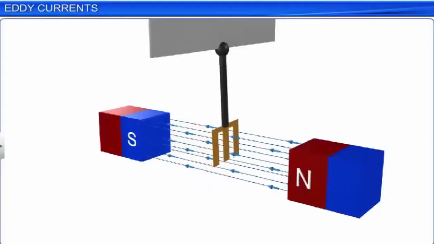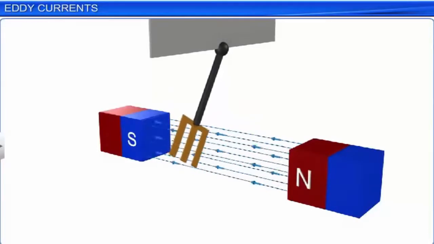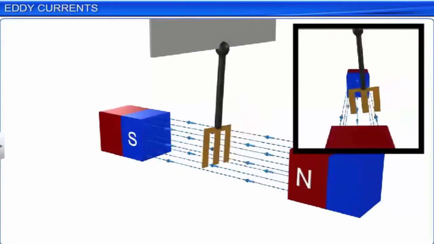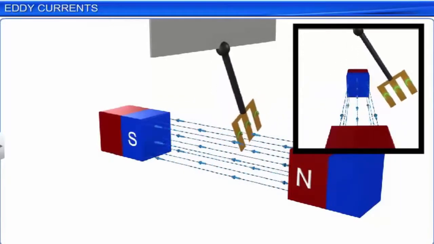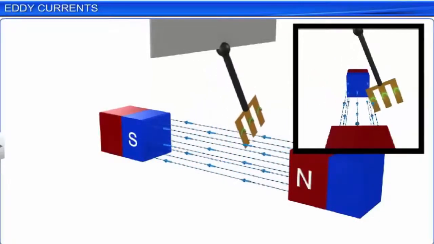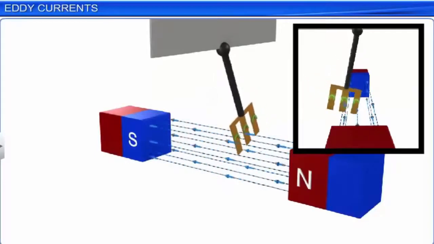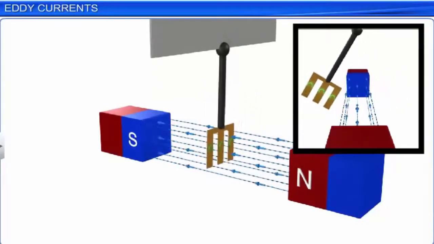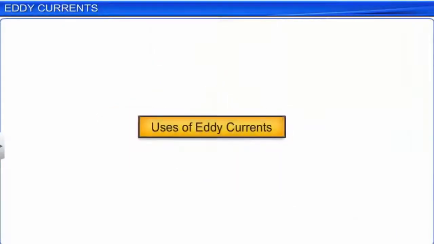When rectangular slots are cut in the plate, eddy currents and the corresponding retarding force are greatly reduced. This reduction in the retarding force is because the rectangular cuts in the plate prevent the formation of large current loops. Hence, the pendulum plate with holes or slots reduces electromagnetic damping and the plate swings more freely. Let us now explore the uses of eddy currents.